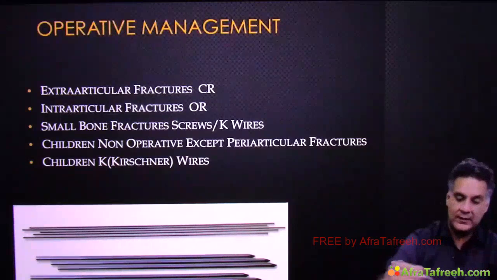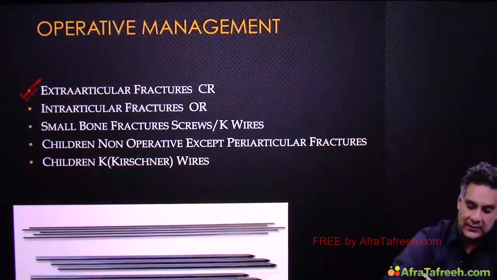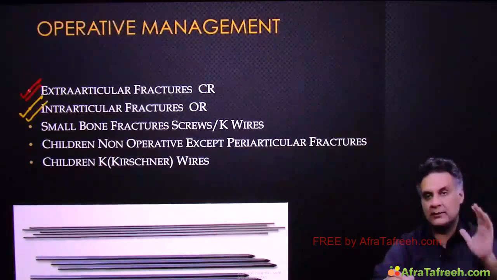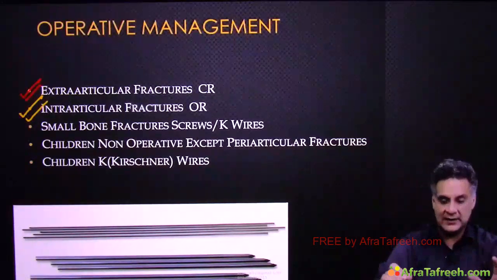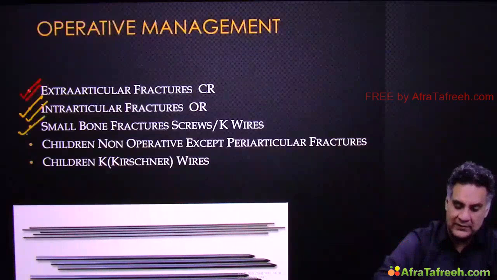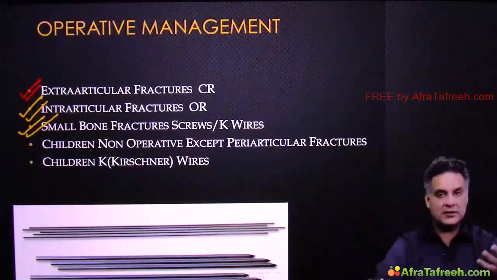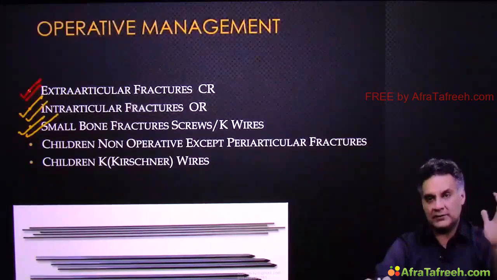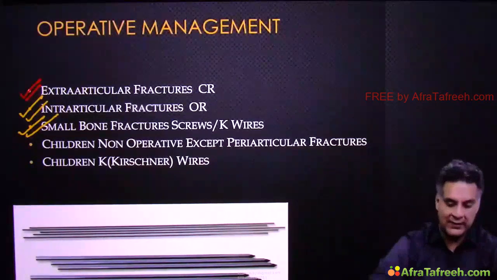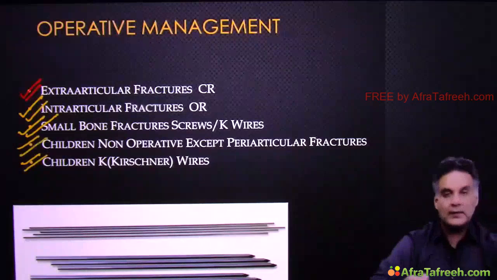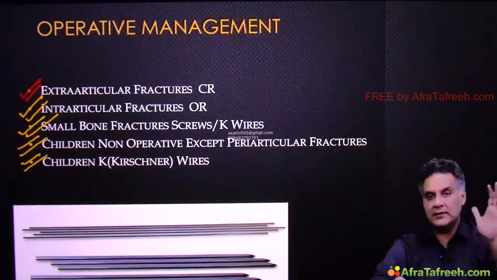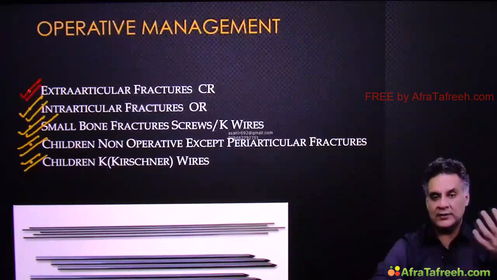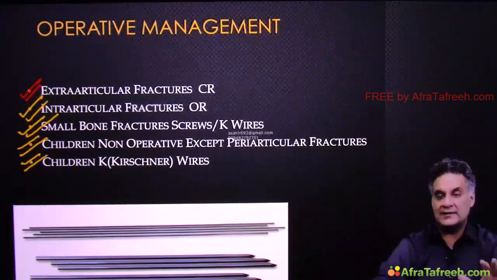When you have to treat a fracture, remember some rules. Extra-articular fractures are closed reduced. Intra-articular fractures are open reduced, to prevent arthritis. Small bone fractures are treated with screws and K-wires. Children will obviously have small bones, so either you don't operate on them, so you manage them conservatively, or put K-wires. Well, you put K-wires in children when it's an injury near the joint. K-wires, also called Kirschner wires, are stainless steel wires.